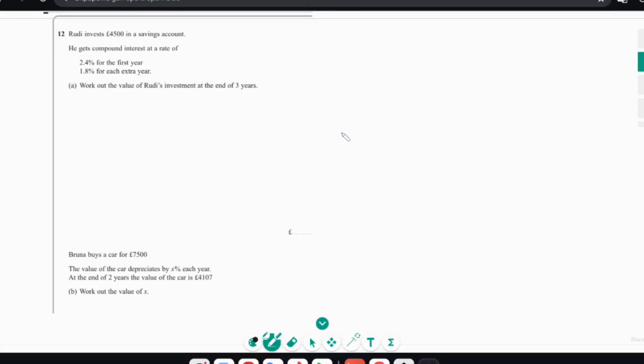Question 12. Rudy invests £4,500 in a saving account. He gets a compound interest at a rate of 2.4%. So as a multiplier, 2.4%, we add it to 100%, which is 102.4%. As a decimal, divide that by 100 to get the multiplier, it's 1.024.